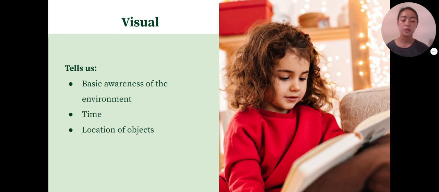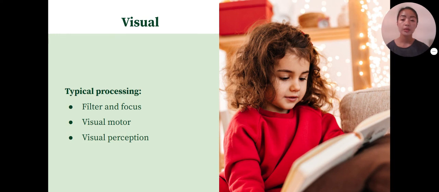and location of objects. When the visual system is functioning well, we can focus on important visual input and ignore irrelevant information. We also have good visual motor skills to produce body movements in response to visual information. We have visual perceptual skills to make sense of what we're seeing. Vision is pretty complex and not just the ability to see.